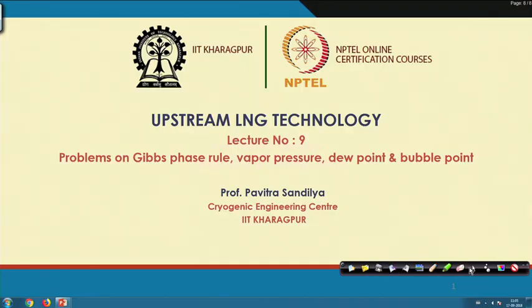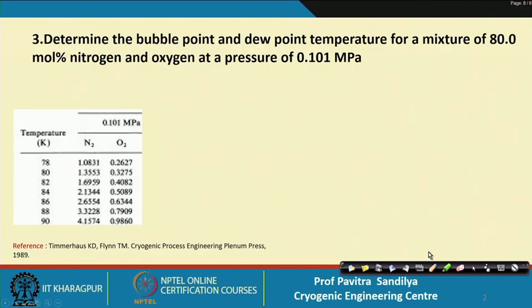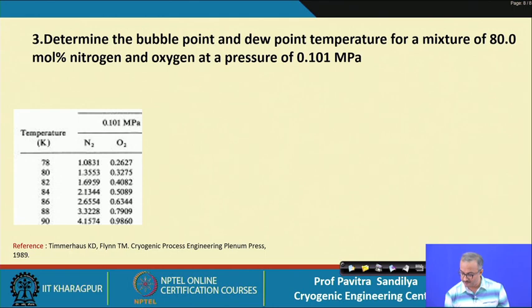So I shall be looking into the last problem in which there was a small mistake in the dew point calculation. Okay, so let us go to the problem. The problem was the determination of the bubble point and dew point temperature for a mixture of 80% nitrogen and oxygen at a pressure of 0.101 megapascal. Now, in this problem, I did the solution for the bubble point calculation correctly, but a small mistake in the dew point temperature calculation, which I shall be doing now.